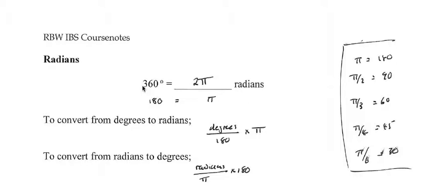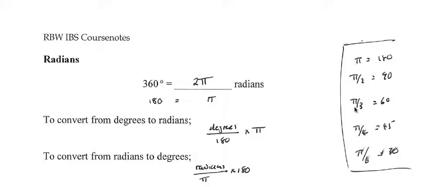There is one system that uses 400 units to represent a full turn, and there's another system that uses 2 pi units to represent a full turn. I'm sure there are others as well. So radians represent a full turn with 2 pi radians. Therefore, 360 degrees must equal 2 pi radians, so 180 degrees must be the same as pi radians.